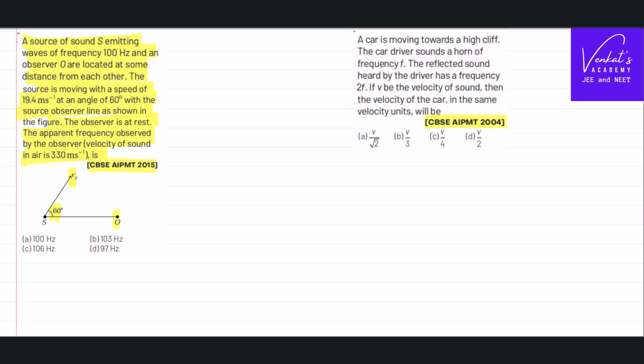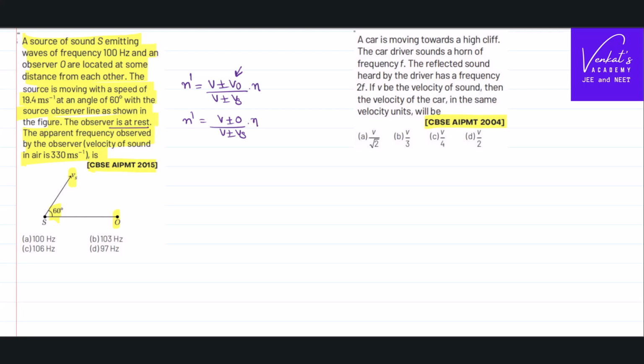To solve this question, we should know the equation for the apparent frequency. The apparent change in the frequency heard by the observer when source and observer have relative motion is called the Doppler effect. That apparent frequency can be calculated with this formula, where Vo is the velocity of the observer. But it is given that the observer is at rest, so this Vo becomes 0. So n dash equals (V plus or minus 0) by (V plus or minus Vs) into n, where V is the velocity of the sound.